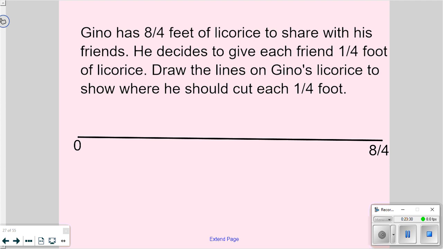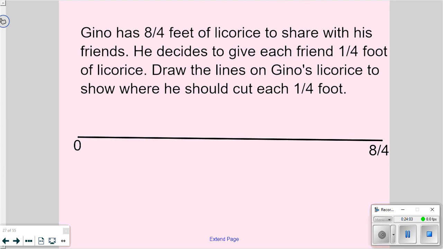I'm going to cut into 1/4. Colby says he's probably splitting it with 8 friends. How does Colby know that? Because that was not in our problem. I agree with Colby. How do you know that he's probably sharing it with 8 friends? It doesn't say it. If your name's Gino, it doesn't automatically mean you've got 8 friends.